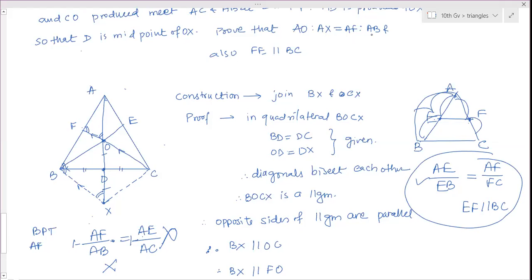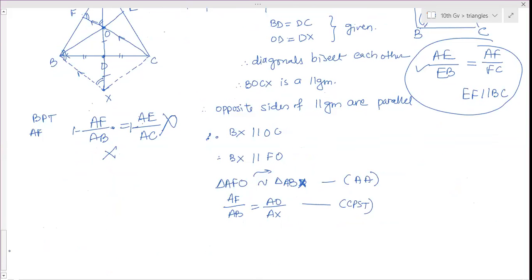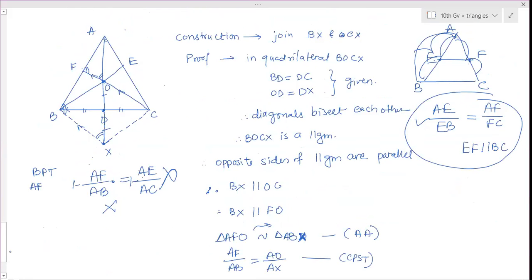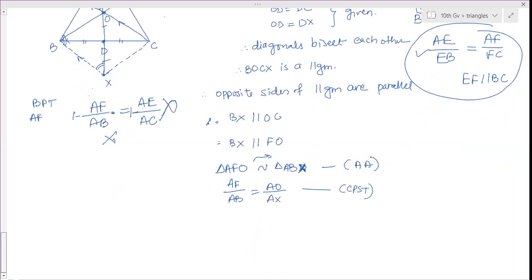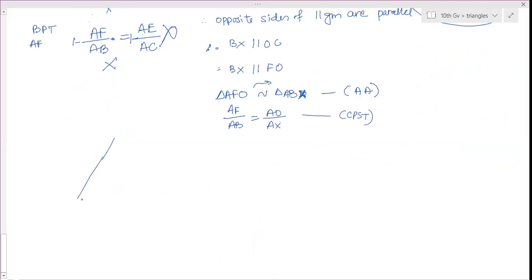That is the reason I told you to prove by similarity. Otherwise, we would have used BPT. Similarity and BPT, please be clear about the ratios. Ma'am, got it. Done. If you are not clear, you will lose 2 marks. You will completely lose, and some of the teachers won't give you marks for that. So please be clear. The two things are different from each other.